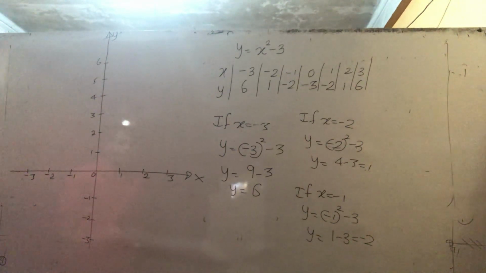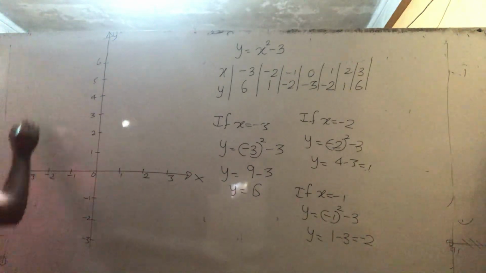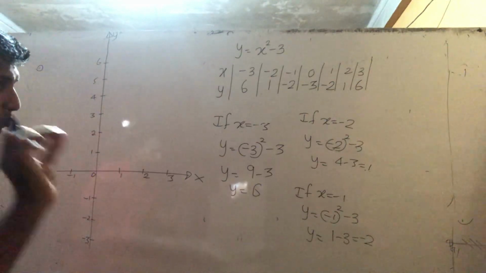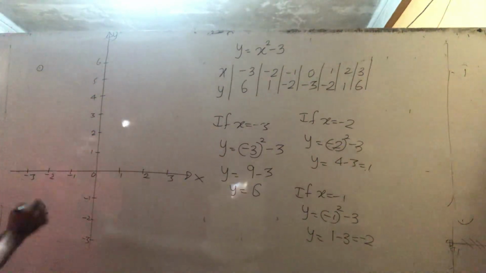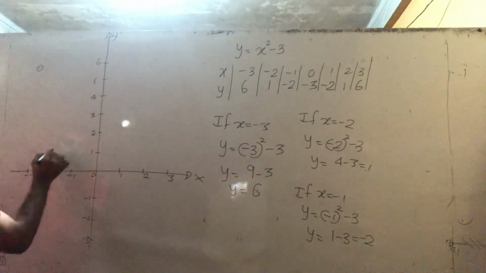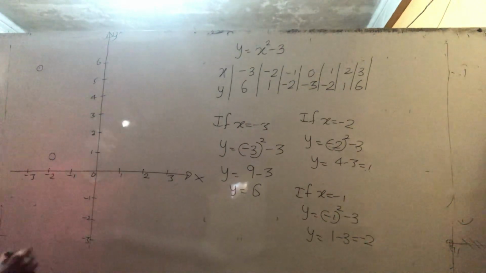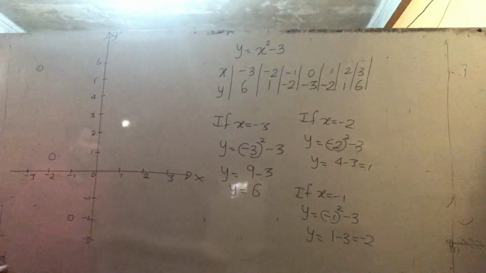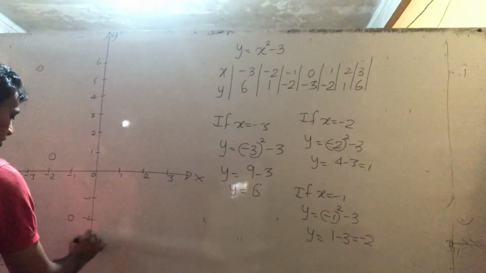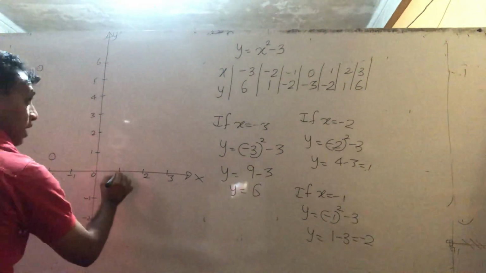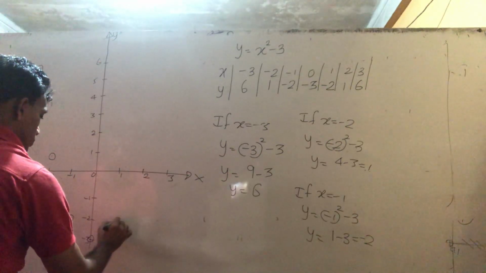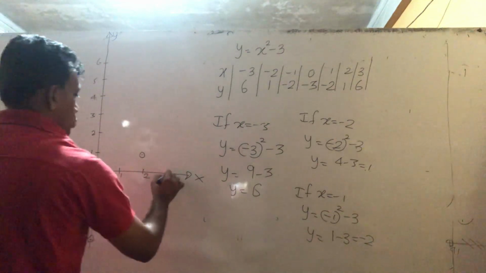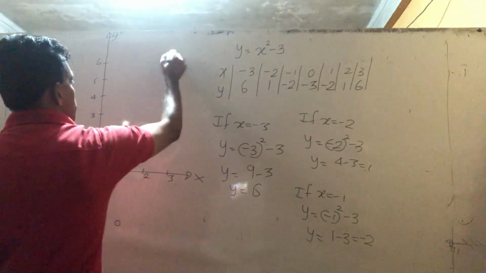So if x is minus 3, y is 6. Show it by pencil, don't use the pen, use a small sharp pencil. X minus 2, y 1. Okay. Next, x minus 1, y minus 2. X 0, y minus 3. X 1, y minus 2. X 2, y 1. X 3, y 6.